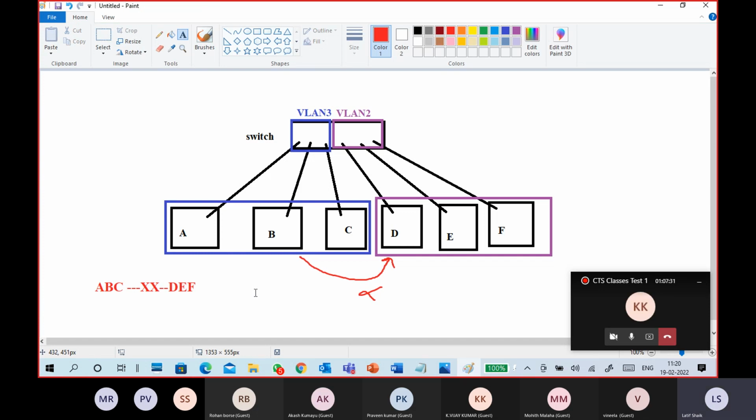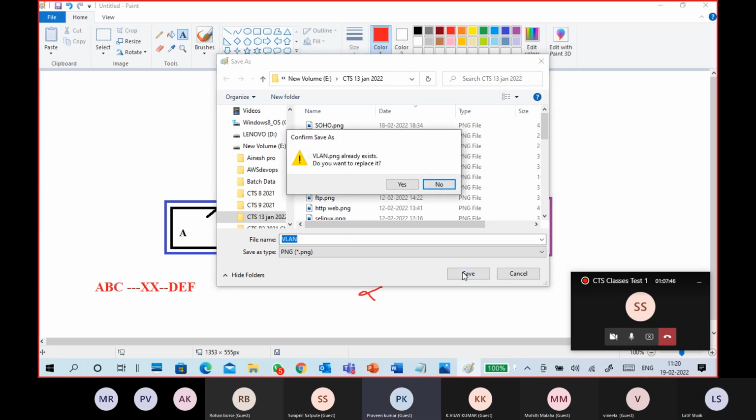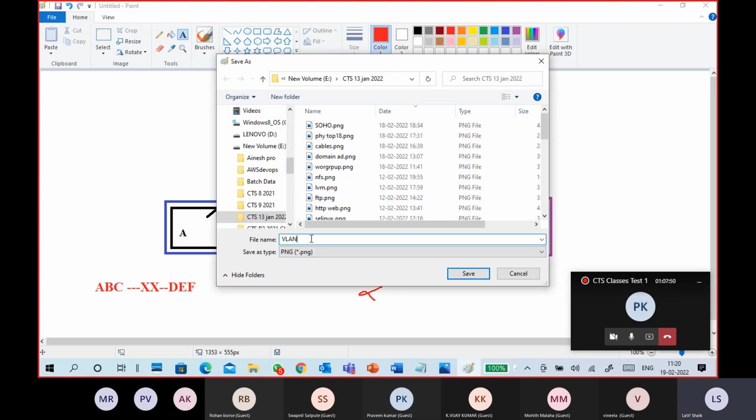Understand? Guys, do you understand VLAN? Yes, sir. Okay, so compulsory, guys. Yeah, tell me. Sir, what is the main purpose of creating VLAN, sir? Very good.